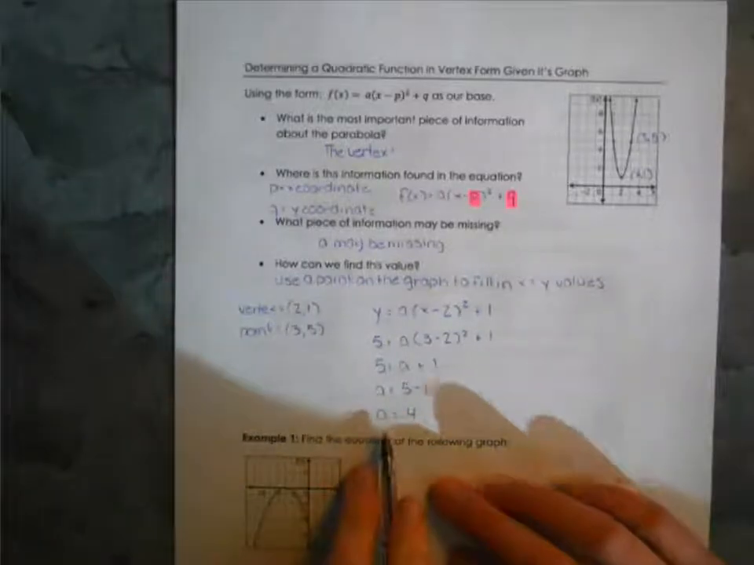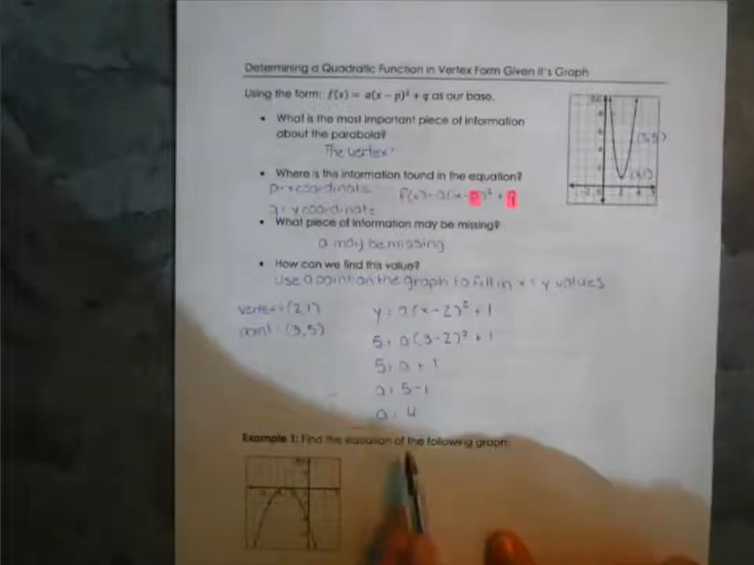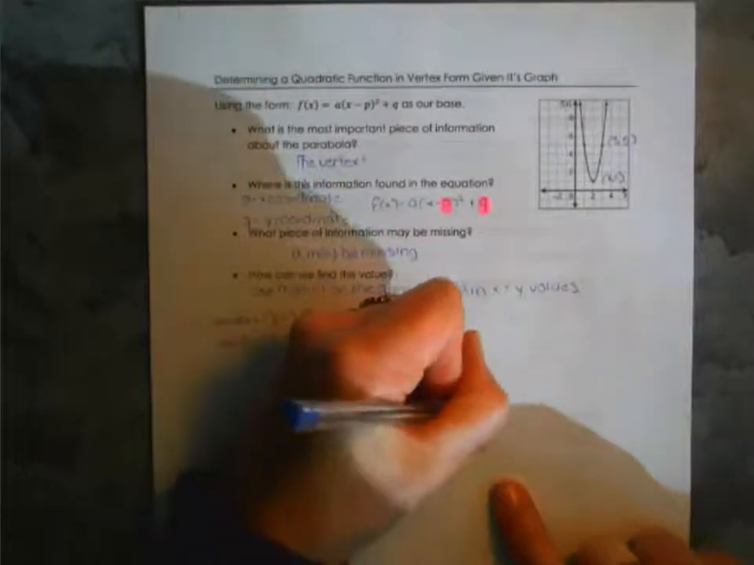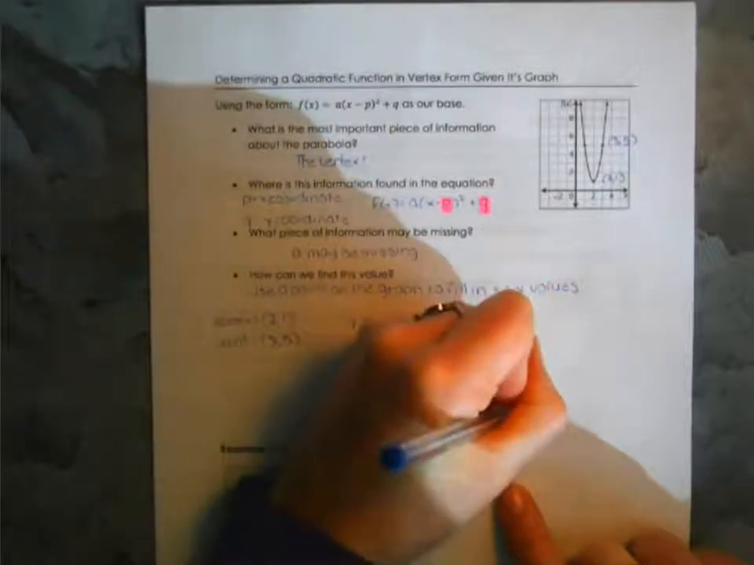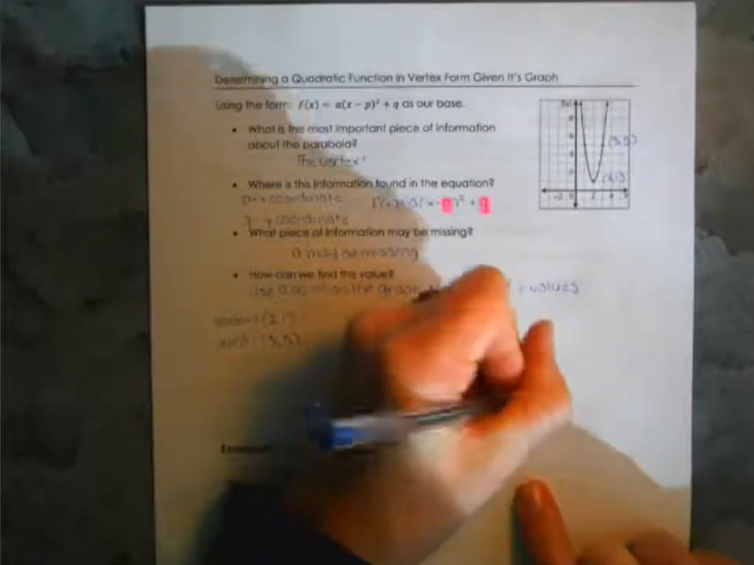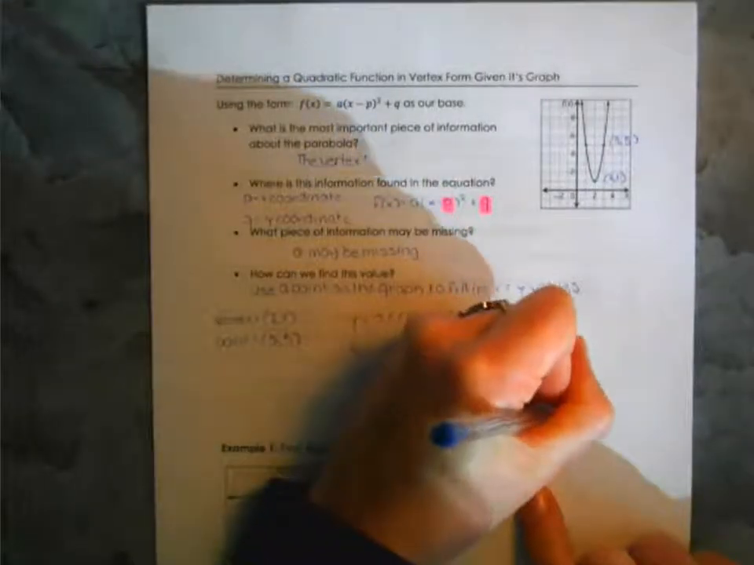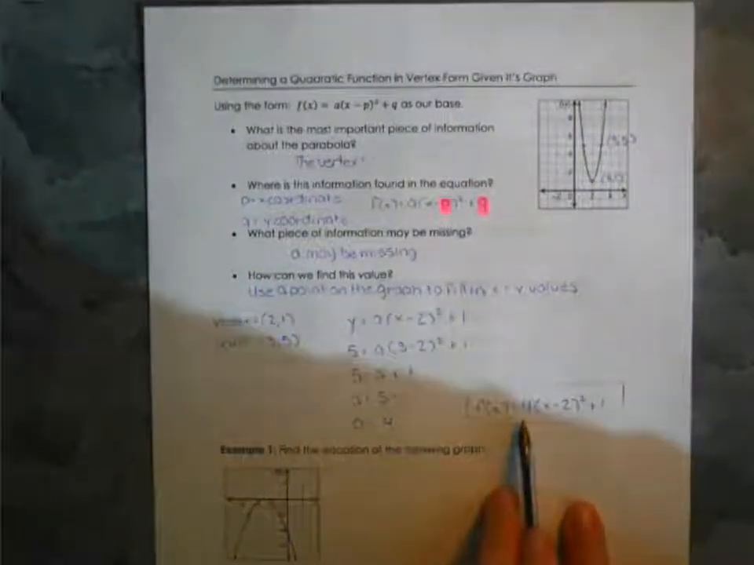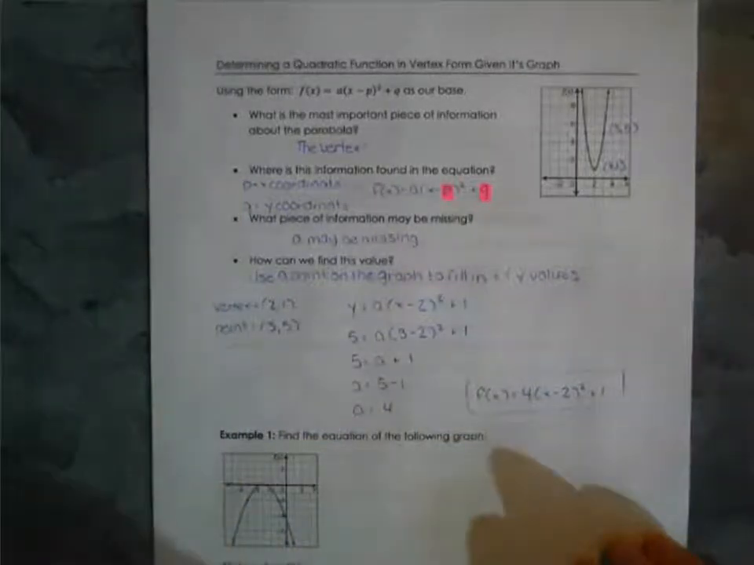Okay, now that I know what a is equal to, I can make my general form of the equation here by saying f of x is equal to a, which is 4 for this particular equation, times (x minus p), so minus 2, squared, and then plus 1. So now I have my quadratic function. Okay, and that's exactly what we're going to do when we're working backwards from the graph.